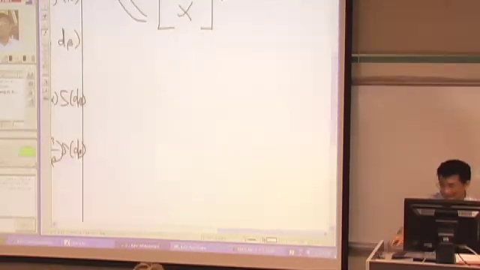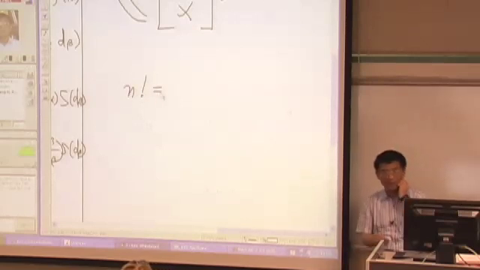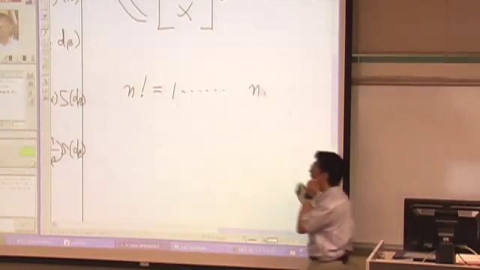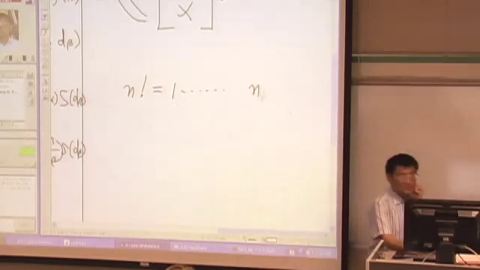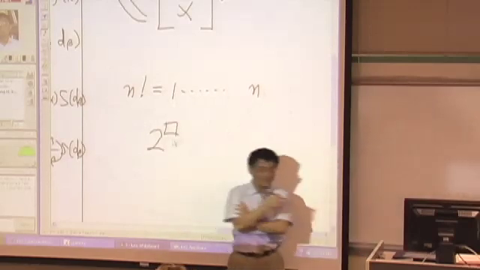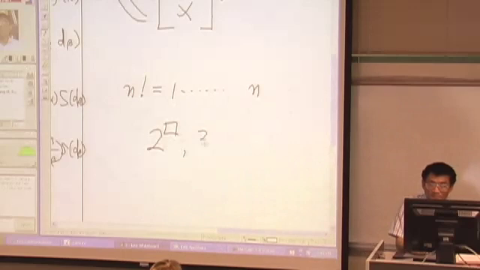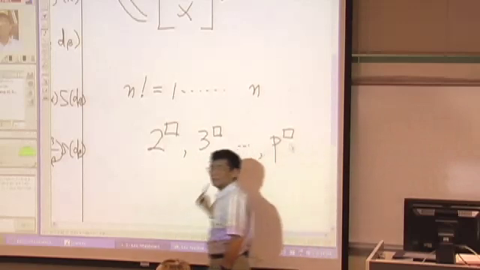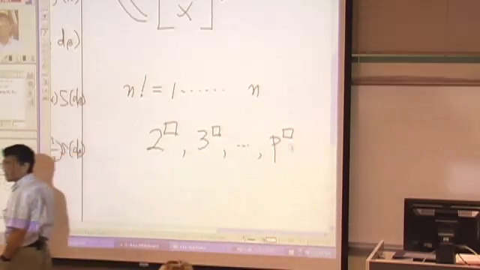Assume that you multiply 1 through n. That means n factorial, right? You multiply 1 through n. Then, how many, for instance, power of 2 can you find? Or power of 3 to the power of something can you find? Generally, how many p to the power of something can you find? This is the question.